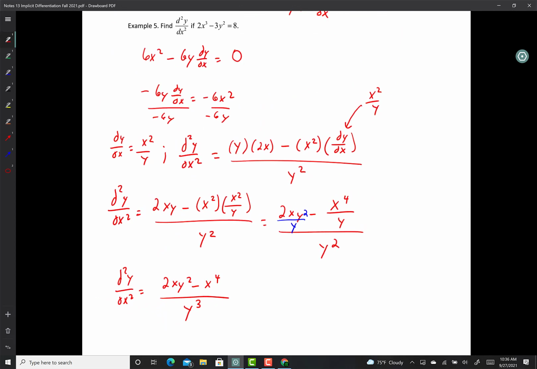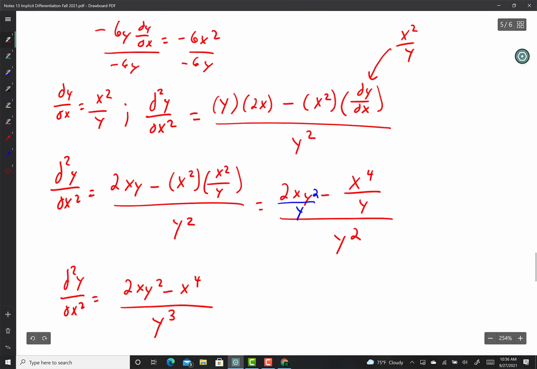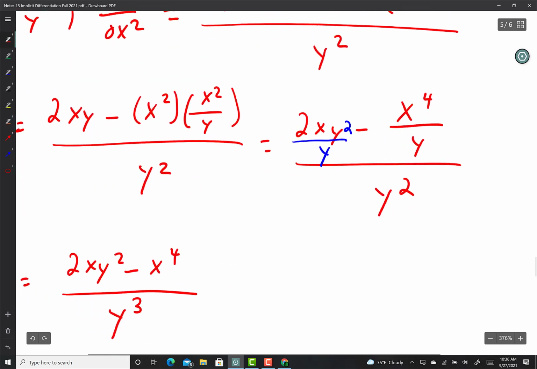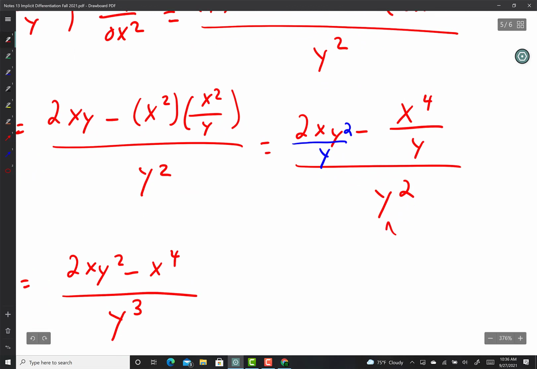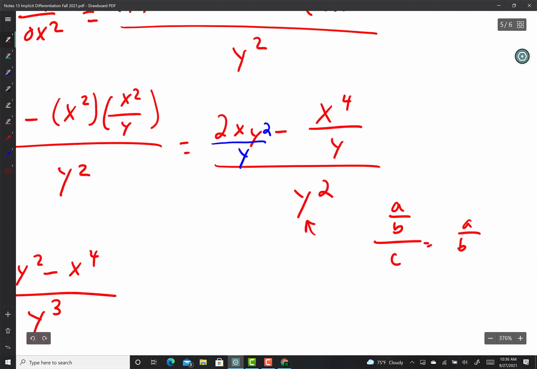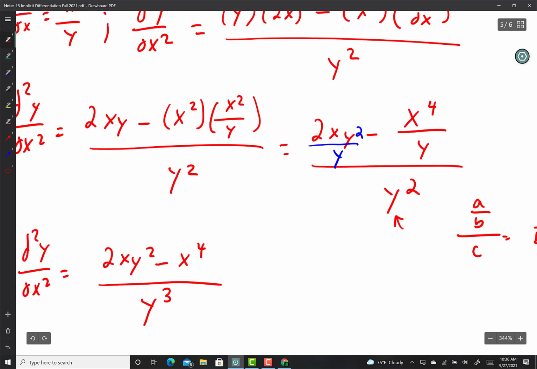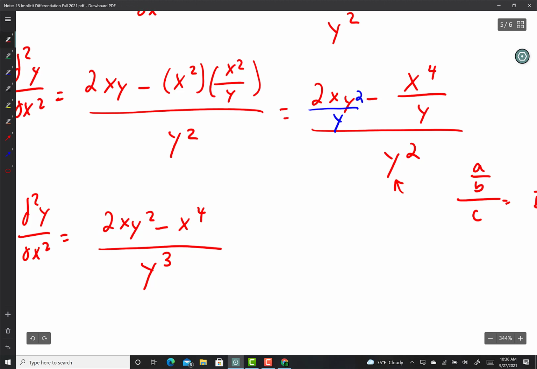Trying to see if we can simplify. I have a y squared on the bottom, so y squared times y is y cubed. Keep, change, flip: y squared and then the y. You know what I mean? A over B over C is A over BC. I multiplied that by y over y to get a y in the denominator of the numerator.